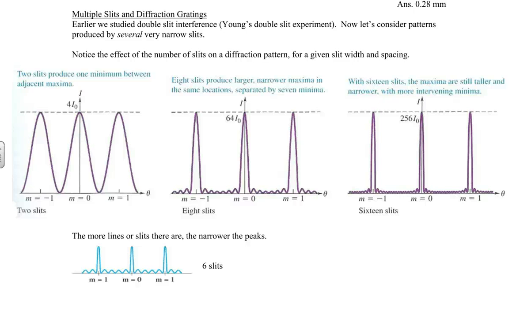Okay, let's discuss now diffraction gratings with an example as well. Earlier, we were studying Young's double slit experiment, and we were looking at the interference of two narrow slits. But instead of having two narrow slits, let's consider something with many parallel slits. And that's called a grating, or sometimes called a diffraction grating.